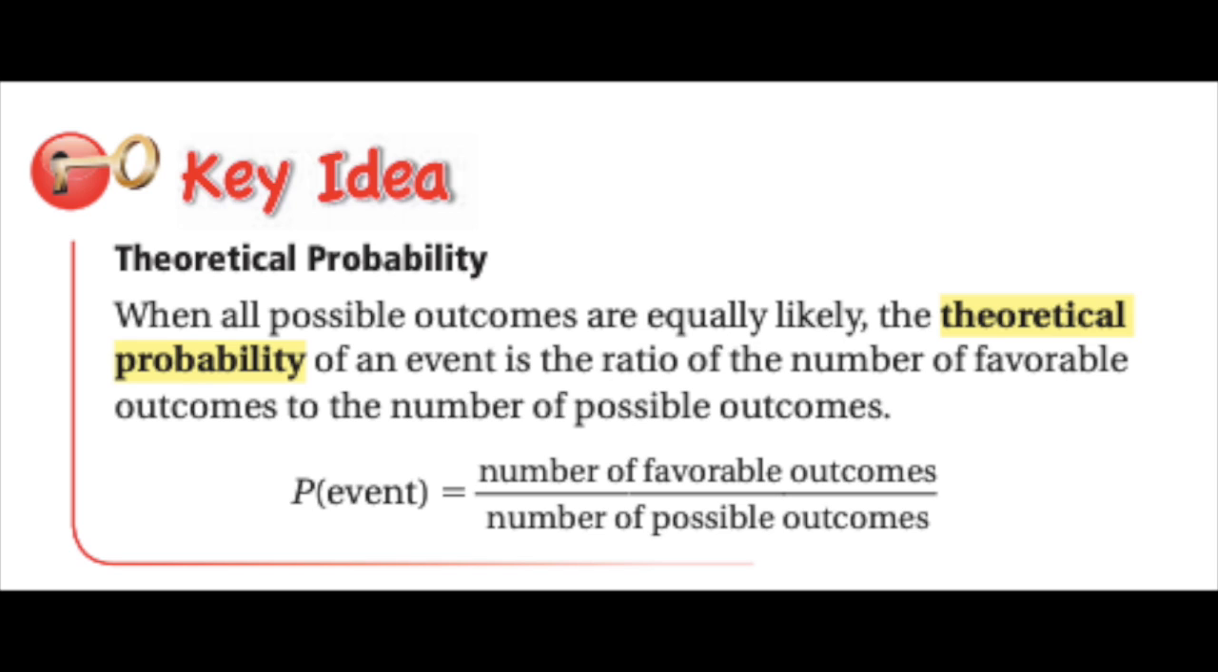Theoretical is just the idea of what is likely to happen based on theory. So when all possible outcomes are equally likely, the theoretical probability of an event is the ratio of the number of favorable outcomes to the number of possible outcomes. So again, the same sort of thing. It's just what should happen. And so in our examples, it'll make a little bit more sense.